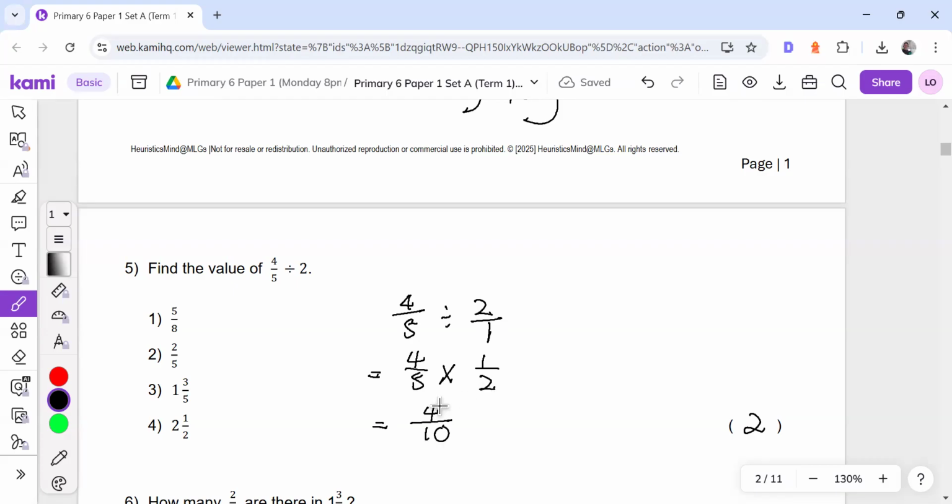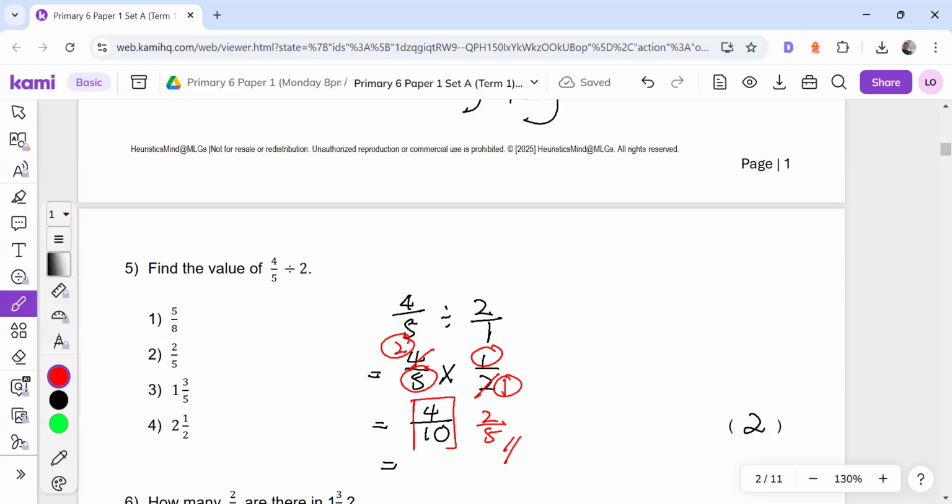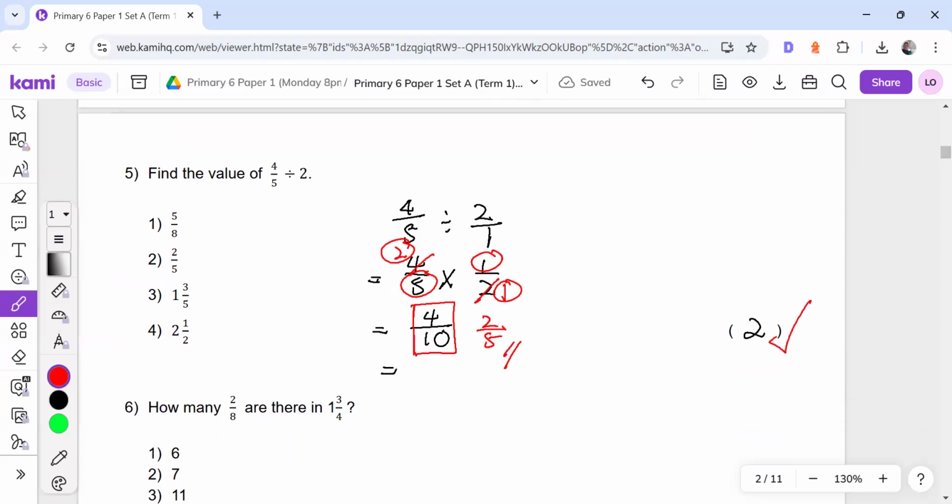But is there a shorter way to get the answer? Because you still have to simplify. Is there a faster way without so many steps? You cancel, which you have to learn how to use. You must cancel so that later on you don't need to simplify. So 4 divided by 2 is 2. Cannot cancel anymore, then you multiply. 2 times 1 and 5 times 1. Your answer is 2 over 5, and that's your simplest form. Because if you don't cancel, you still have to simplify later. You cancel to get the answer faster. So answer number 2. Easy?